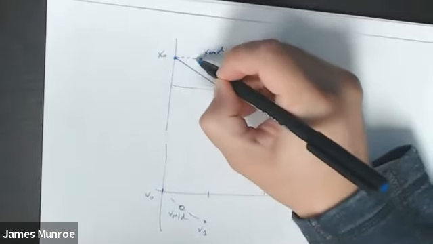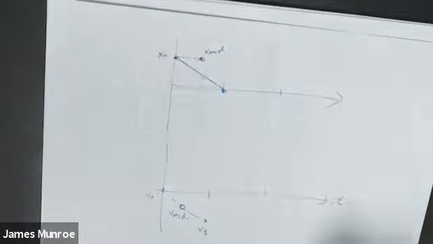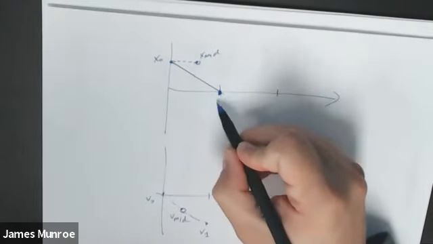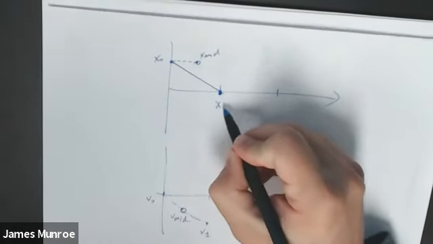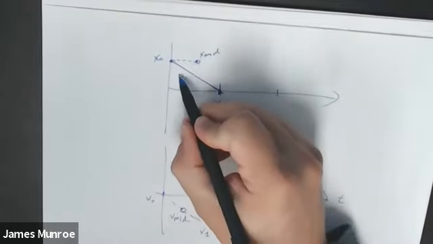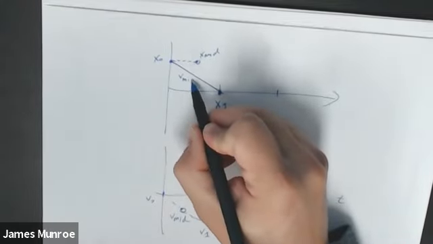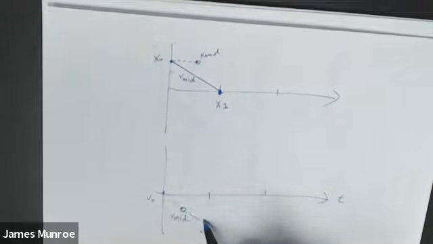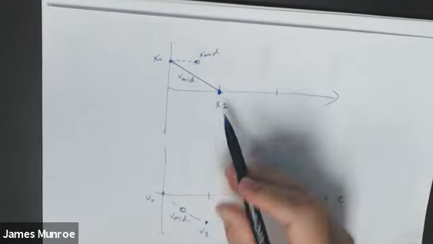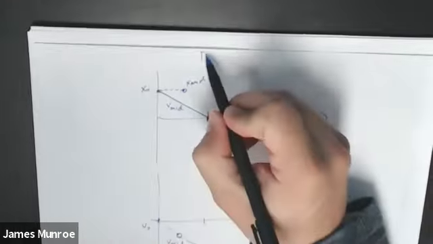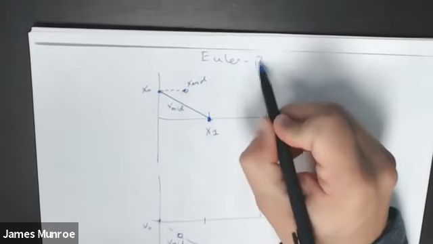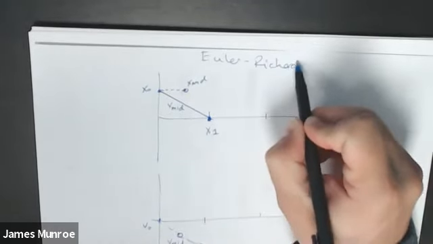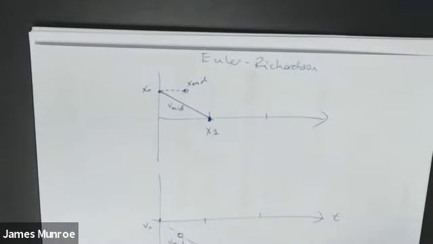So this was the midpoint guess. This right here is x1. I am using the slope at the midpoint of here to figure out how to go to the next point. This is Euler-Richardson.